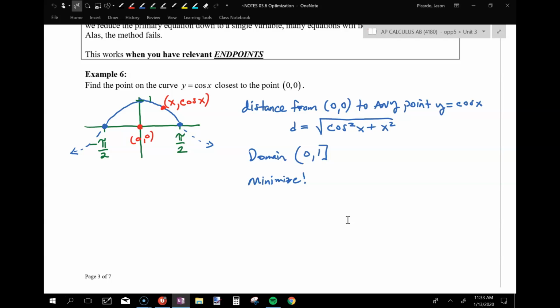So what did I say? I found the distance, right, using the distance formula. Or do you guys agree I could use the Pythagorean theorem, right? So if I put a point here, this would be x. This would be cosine of x. This would be my distance, and so I could use the Pythagorean theorem. And I said, okay, well, I'm going to do this on a domain from 0 to 1. And of course, I want to minimize that.